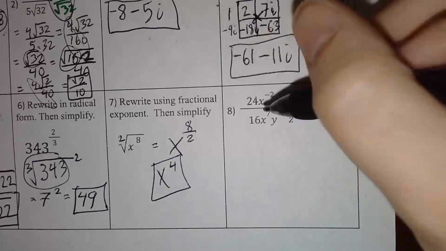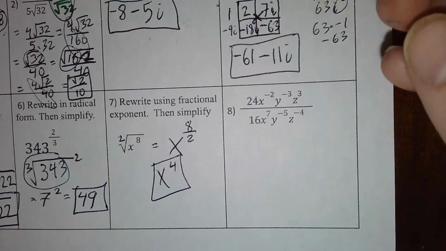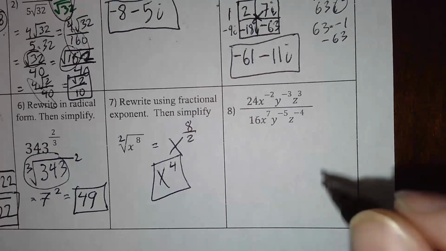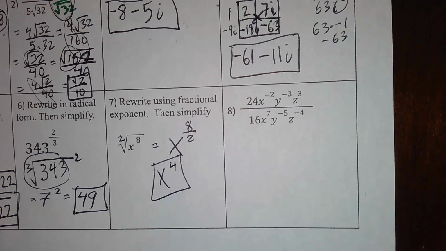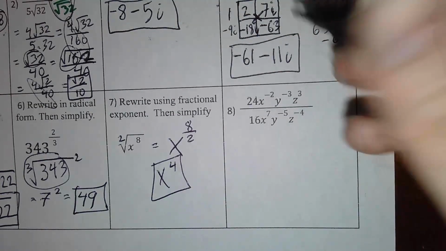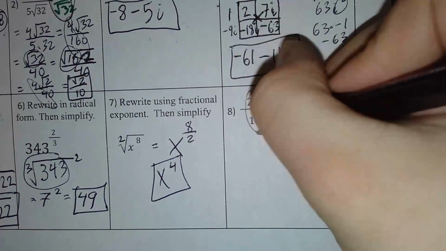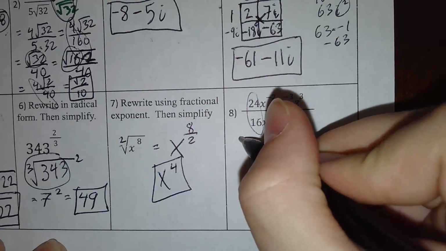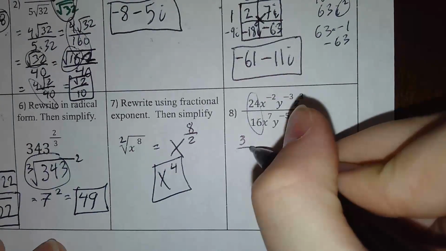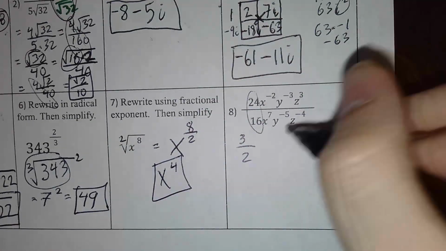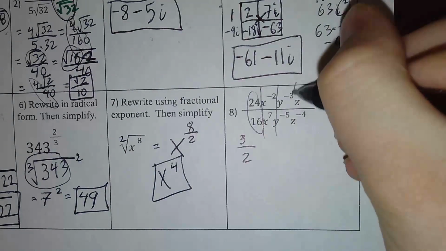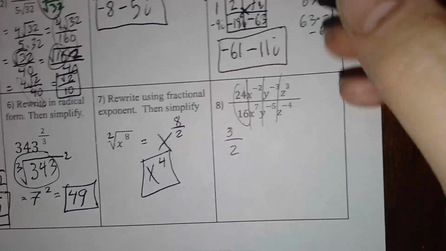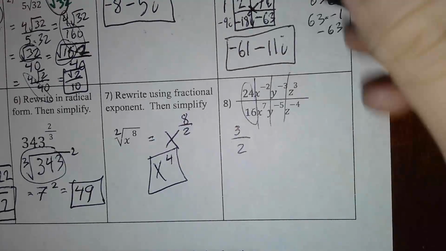For number 8, I'm going to go ahead and simplify this. Now there are multiple ways to do this problem, so I am going to show it in 2 different ways. The first thing I'm going to do is simplify 24 divided by 16. Since I know that 8 goes into both those numbers, I'm going to rewrite this as 3 over 2. Now, I'm going to separate each of these x's, the y's, and the z's just so I don't make any mistakes. So it's a great way to organize it as well.